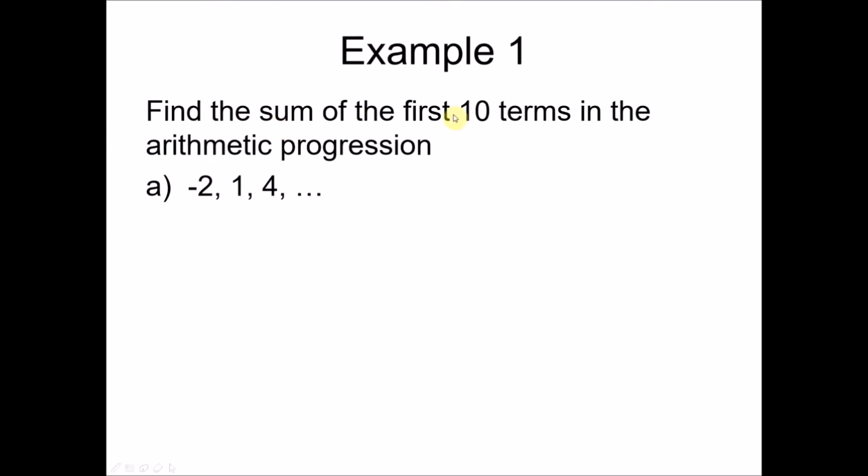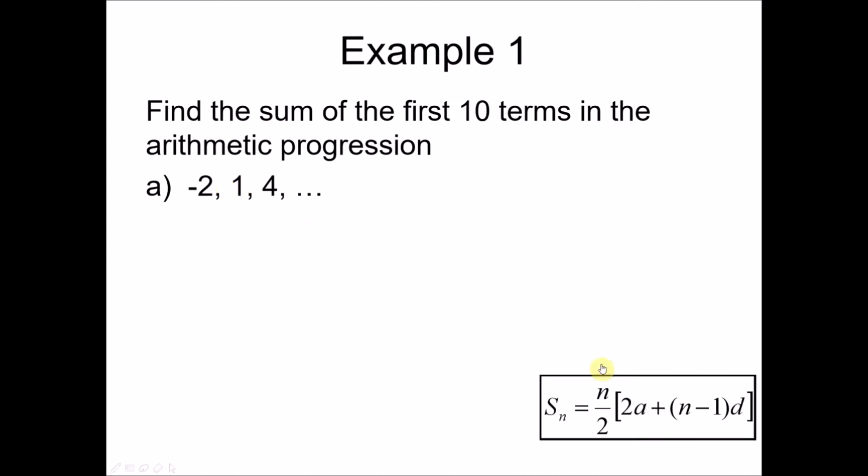In order to find the sum, of course, you can list out all the terms. You can list out all 10 of them and then total up. But there is a smarter way, which is by using this formula where we can find the sum. S is for the sum of the first 10 terms. According to this formula, first we need to find the values of a, d, and n.